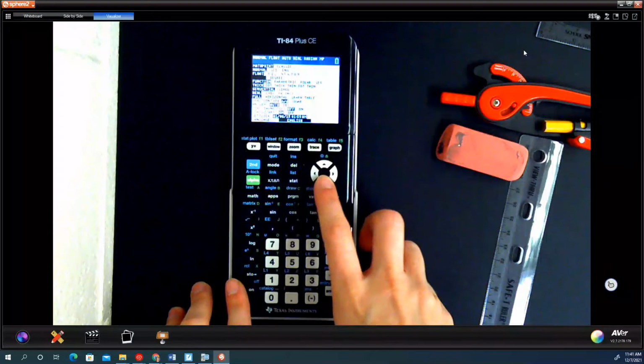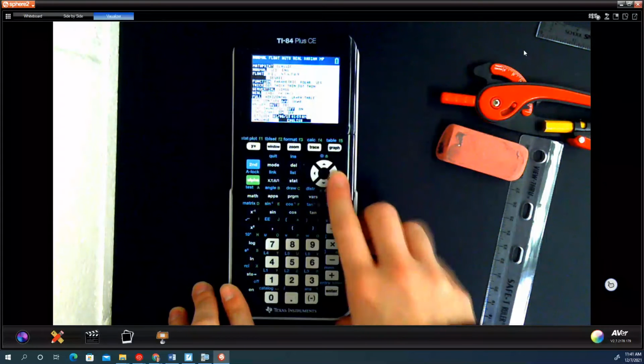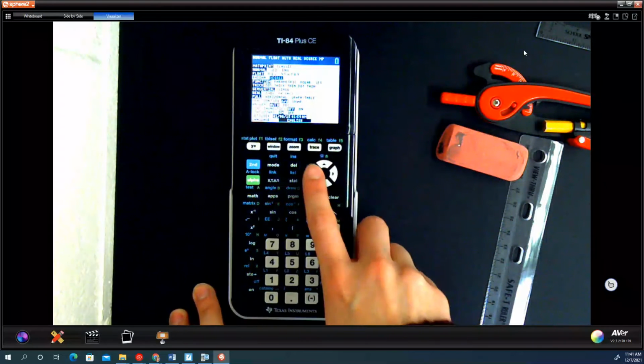So if you go down here, you want it on radian mode. If yours is in degree mode like this, you just hit over the arrow and you hit enter. Put it in radian mode. We want to be in radian mode.